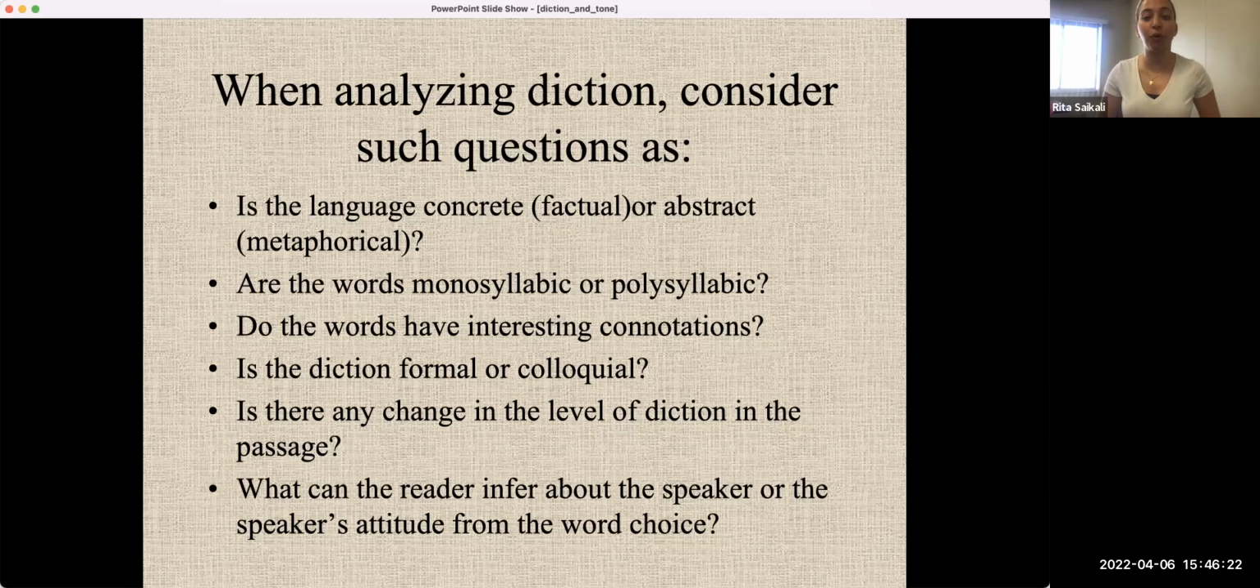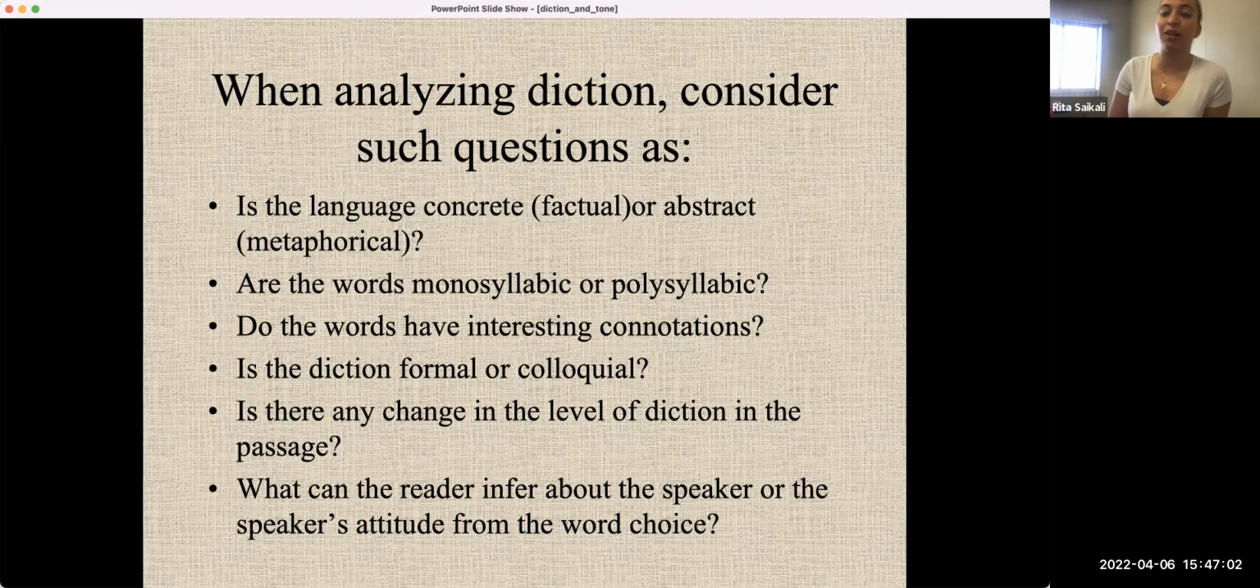Is the diction formal or colloquial? Formal is more like academic language. Colloquial is, hey, what's up, how you doing? It's more like slang, the way we speak on a daily basis. You may be reading Shakespeare and it says, Romeo, Romeo, where art thou, Romeo? But you do not go up to a Romeo in the street and say, where art thou, Romeo? You will say, Romeo, where are you at? Or where are you? That is the difference between formal and colloquial.